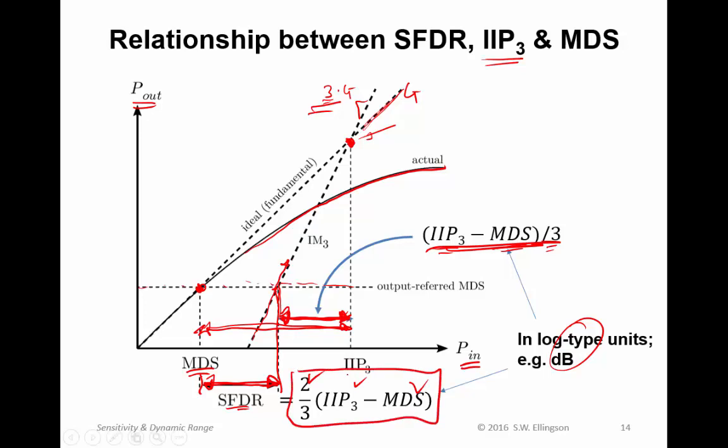Again, it implies a couple things. It implies that you've measured all these things properly, that you have a common definition for what they are, that the third order polynomial response model is applicable, and so on. Nevertheless, this is an often used way to estimate spurious-free dynamic range, or at least to know what the relationships between these three quantities is: the spurious-free dynamic range, third order intercept, and MDS.